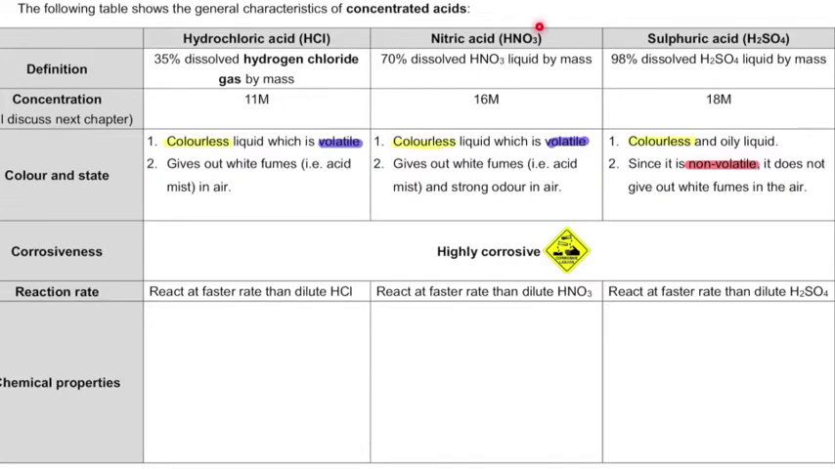But if I take a look at concentrated nitric acid, we can dissolve up to 70%. That means we can dissolve more in a unit volume, or here we say by mass. As you can see, the concentration hence increases because we have more HNO3 in it. And for sulfuric acid, we can go up to 98% by mass, so the concentration will increase up to 18 molar.